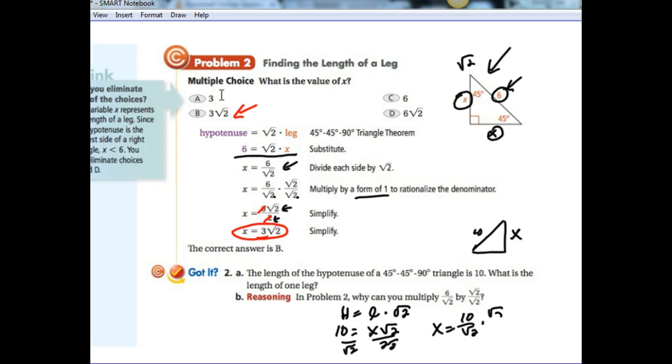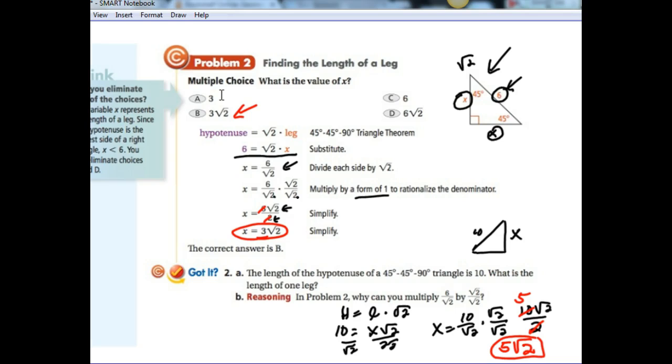I have to do what's called rationalizing a denominator. That's going to end up giving me 10 square roots of 2 on the top. And for the denominator, it's just going to give me a regular 2. And then, as I showed you before, that 2 will reduce that 10 to a 5. So my answer ends up being 5 square roots of 2 over 1, or just 5 square roots of 2.